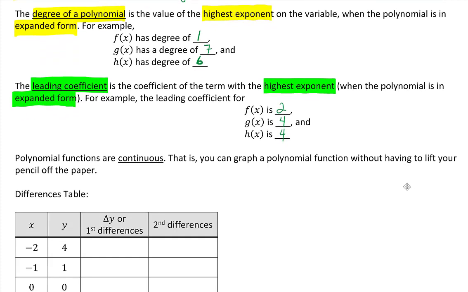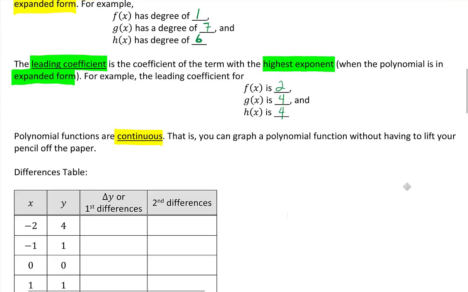Lastly, polynomial functions are continuous. That is, you can graph the polynomial function without having to lift your pencil off the paper. So for this unit, all the functions we will look at will be continuous functions.